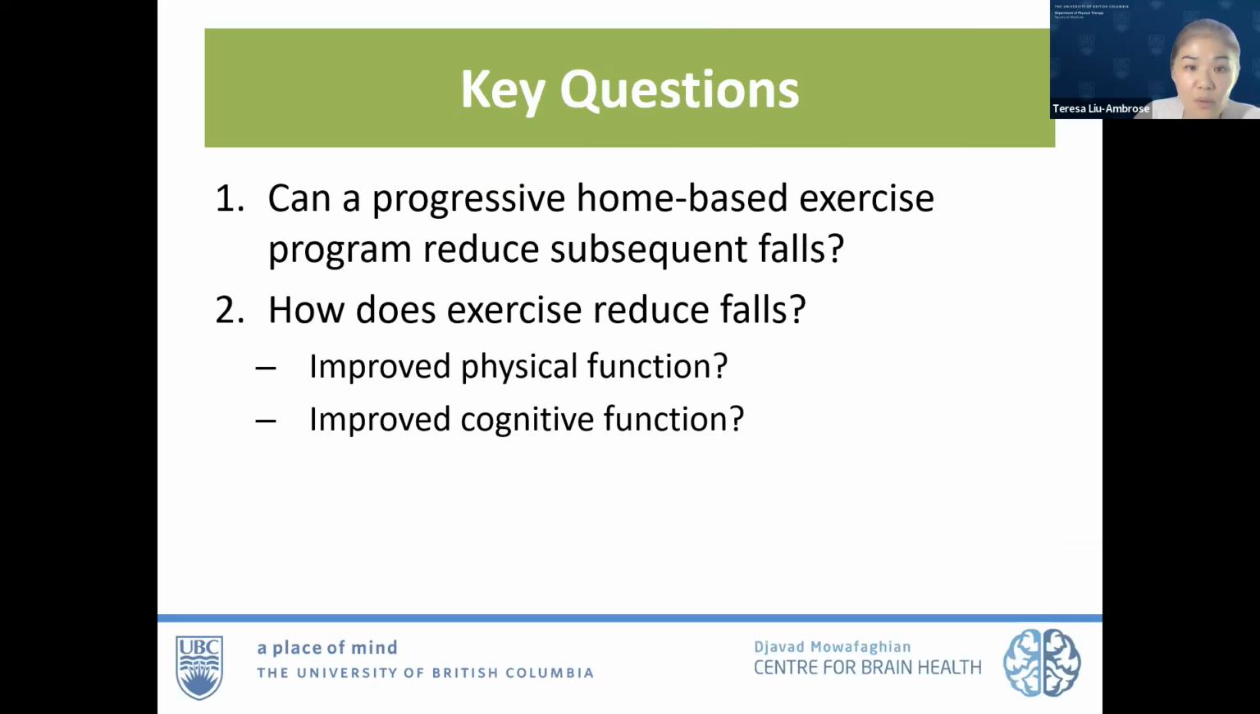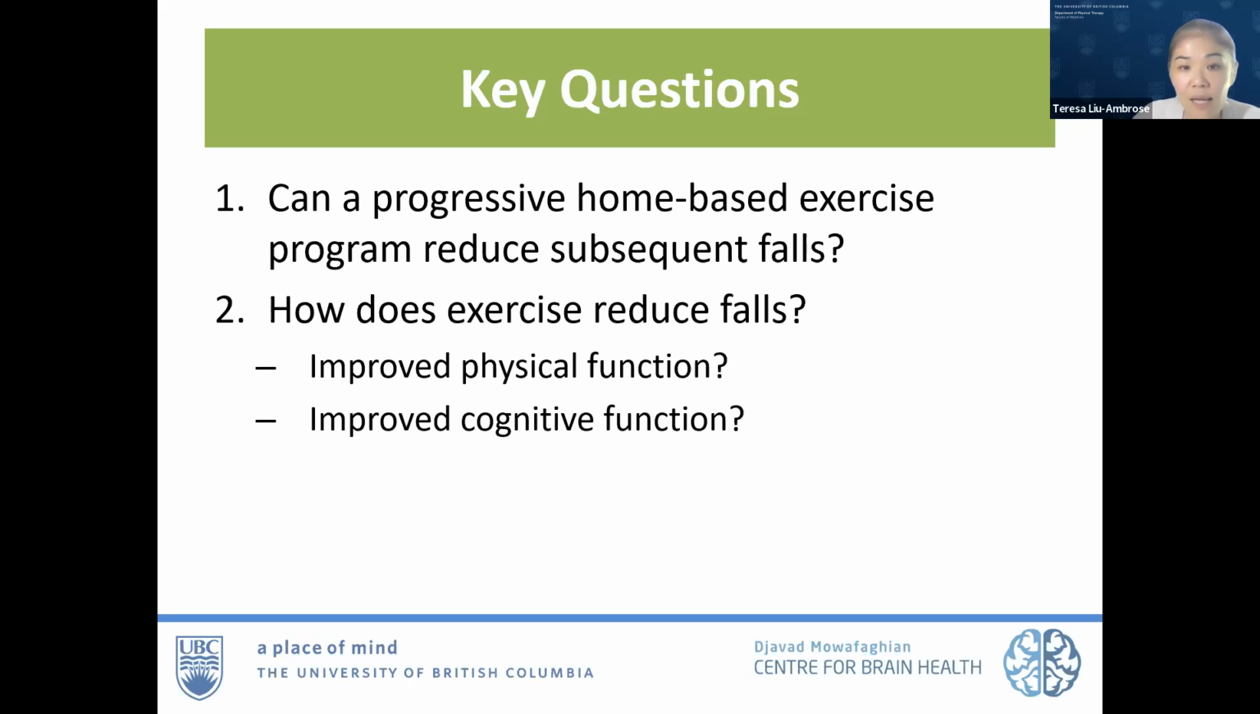In terms of the key questions that we wanted to ask within this trial, it was actually two very simple questions. One is, can a progressive home-based exercise program reduce subsequent falls in this particular population? And two is, how does exercise reduce falls? Is it through improved physical function or potentially through improved cognitive function? And again, believe it or not, very few studies to date have actually addressed the second question, because I think most of us assume it is through physical function.